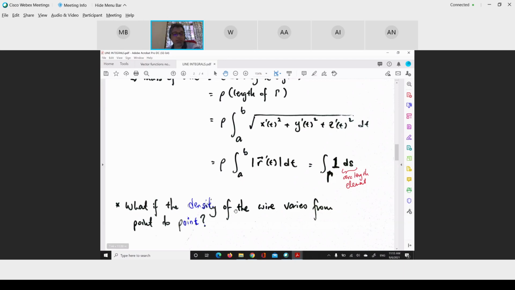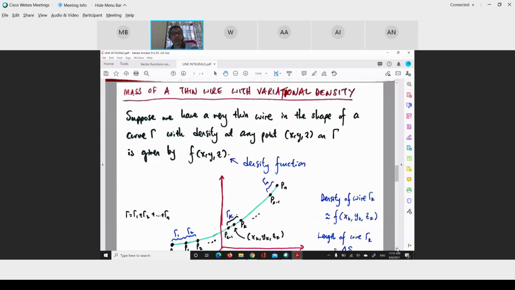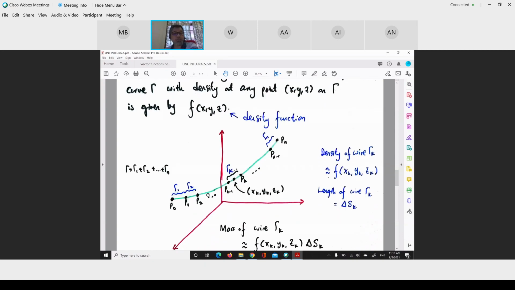Density. What if the density of the wire varies from point to point? Again we use an estimate approach. Suppose we have a very thin wire in the shape of a curve gamma with density at any point x, y, z on gamma given by f x, y, z. In some books they use the density function delta x, y, z. So how do we determine the total mass of a thin wire with varying density?